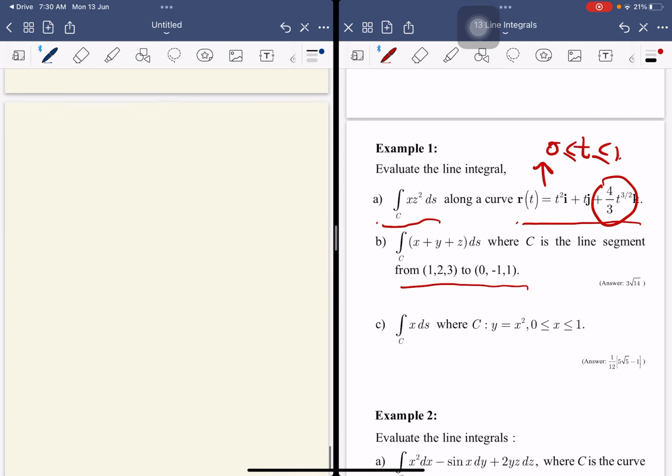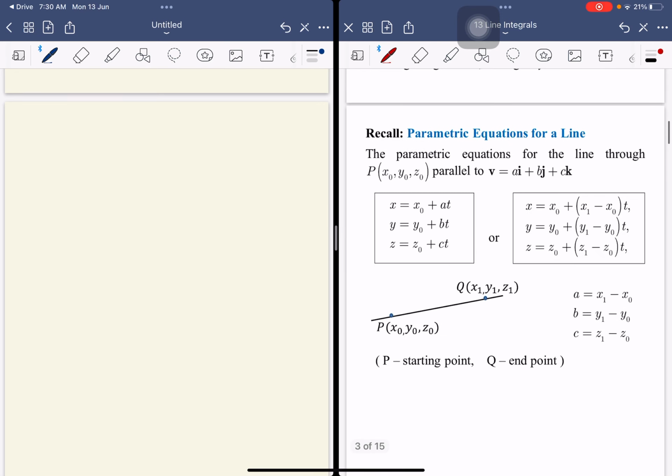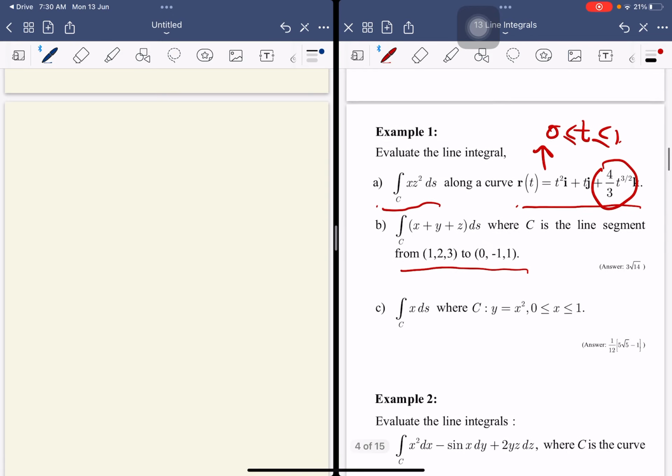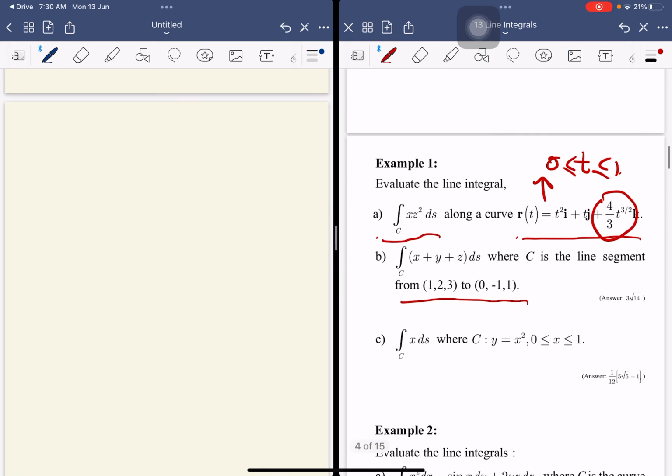So let's take a look at B over here. This is where you need to apply the parametric equation for a line. Obviously, if we talk about a line segment, right, we can actually say it this way.